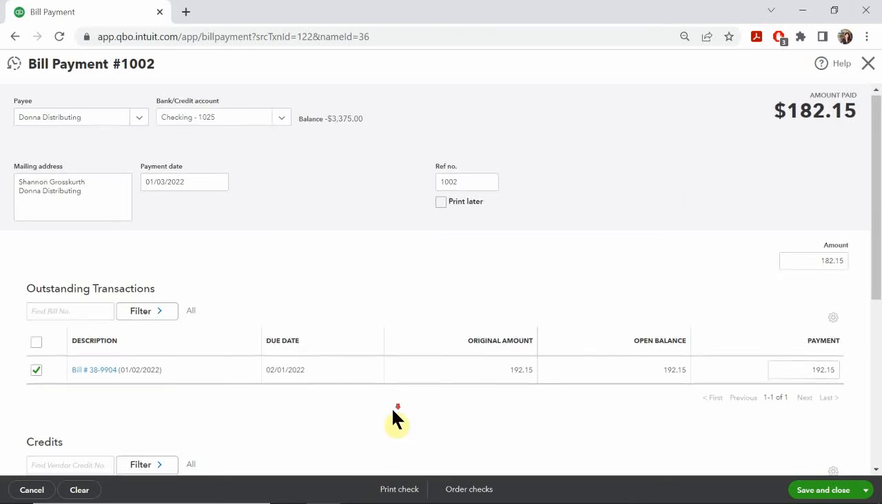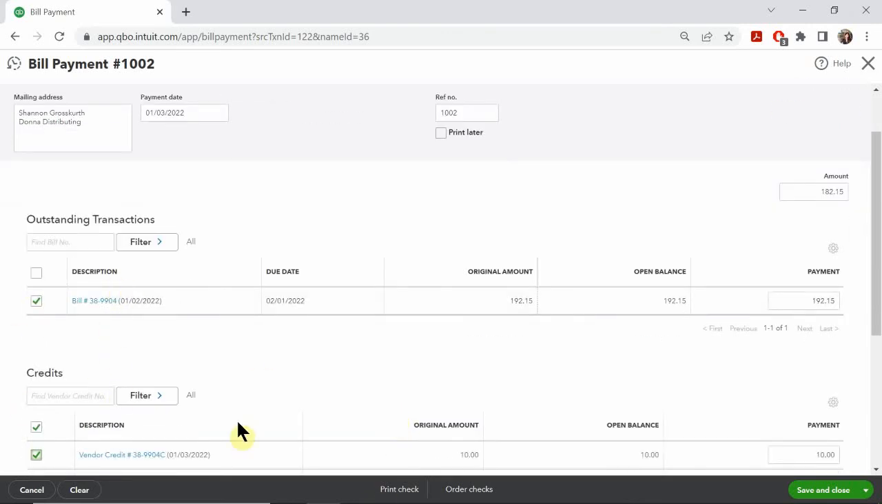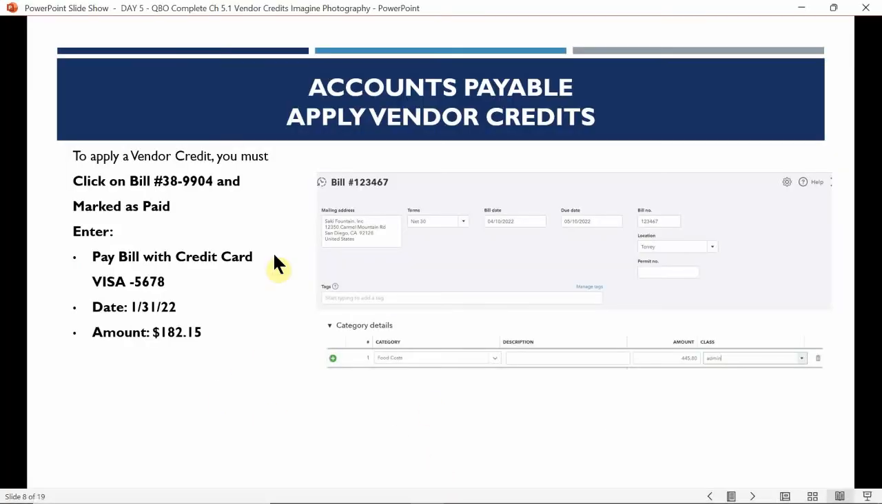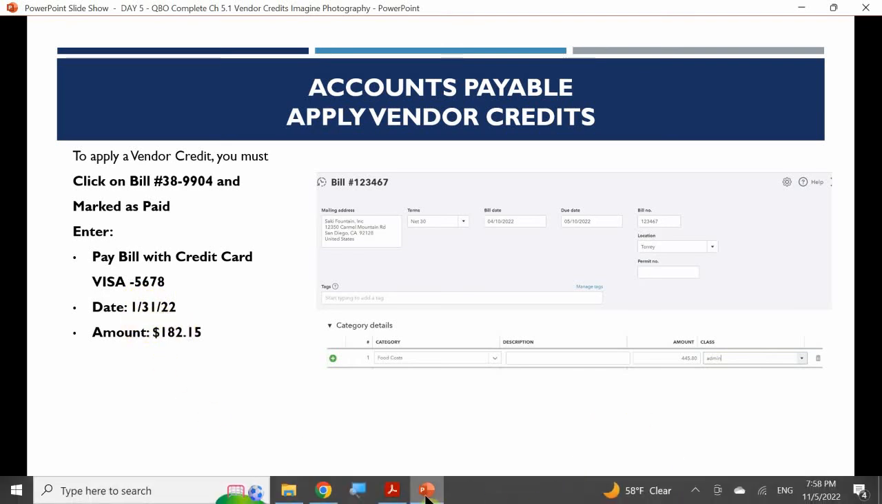Okay. So there you go. It already found out that we had a vendor credit for this particular bill. Well, in this case, they just pulled up everything that you had for this person, whether you had that credit or not. Okay. And then let's see what happens here. We're going to enter the amount of $182.15, and we're going to make it payable, let's see, pay bill with credit card, Visa 5678, for that date on the 31st for the $182.